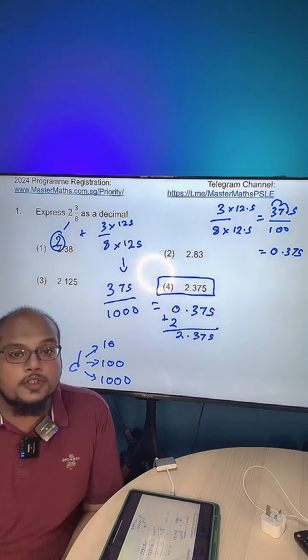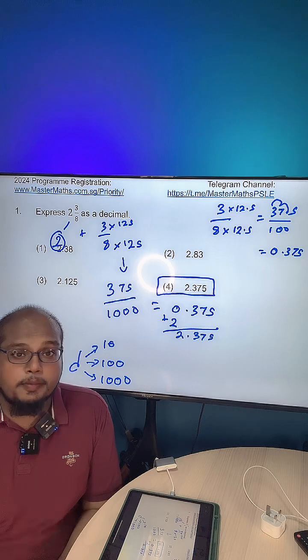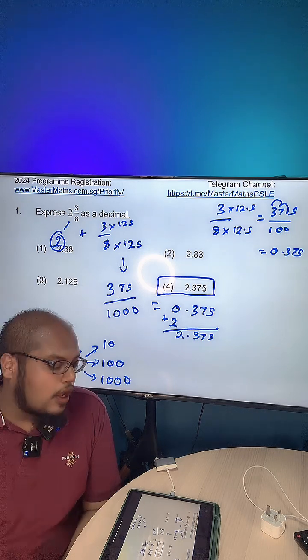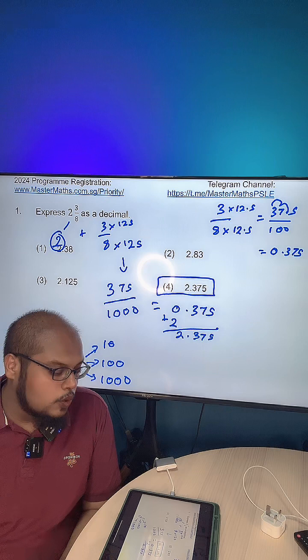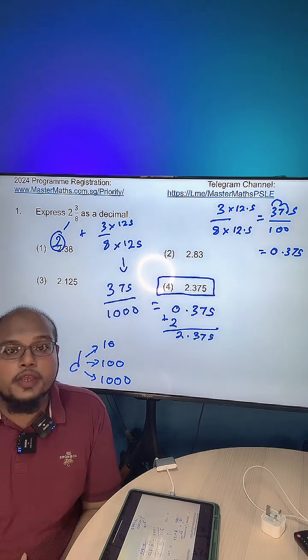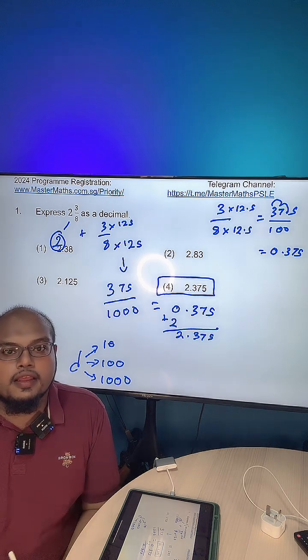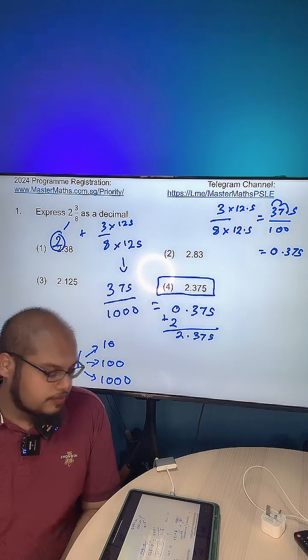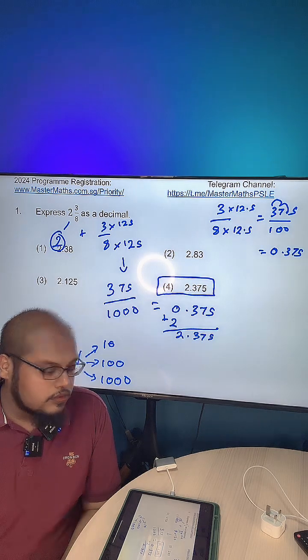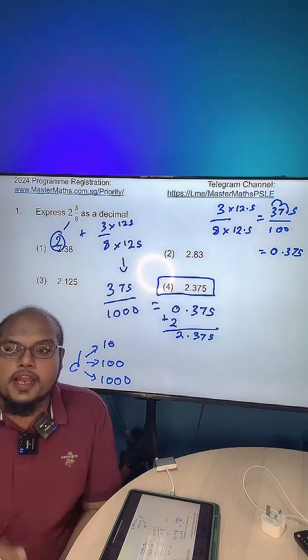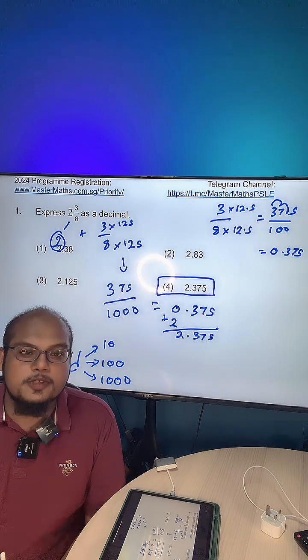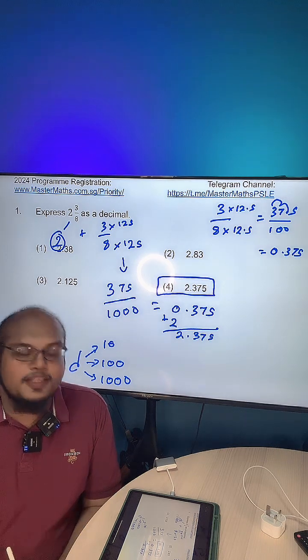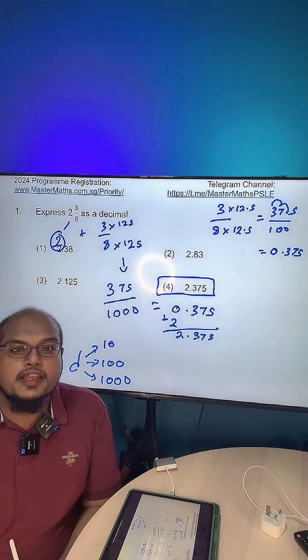Okay, so this live is actually for P5, P6. Both are okay to join. It's actually more focused on the PSLE, but most of the questions that we'll do are those that P5 can also understand. Sometimes in our live we even have secondary school students joining in. So it's actually just fine to join.